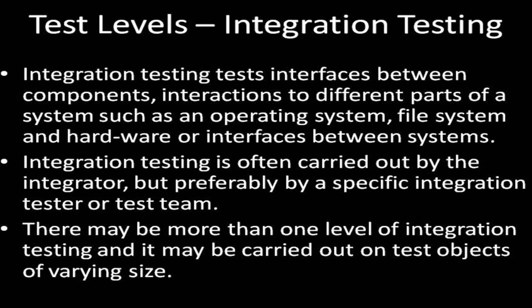There may be more than one level of integration testing, and it may be carried out on test objects of varying size. For example, component integration testing tests the interactions between software components and is done after component testing. System integration testing tests the interactions between different systems and may be done after system testing. In this case, the developing organization may control only one side of the interface, so changes may be destabilizing. Business processes implemented as workflows may involve a series of systems that can even run on different platforms.